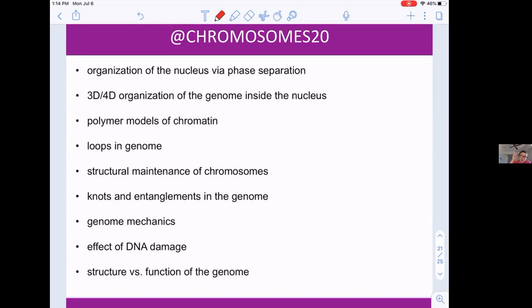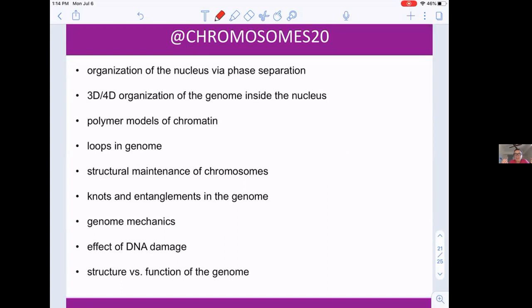So knots and entanglements is another topic that we have been dealing with. And the structural maintenance of chromosomes, which is how these cells form and keep these loops. We have also discussed genome mechanics, for example, this morning. This is exactly that part, as I was telling you, that the mechanical property is a function of the sequence locally, and how does that matter. And moreover, we have also touched upon the effect of DNA damage.